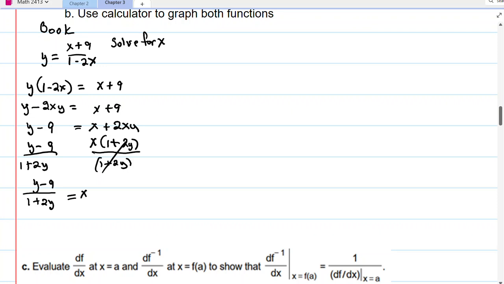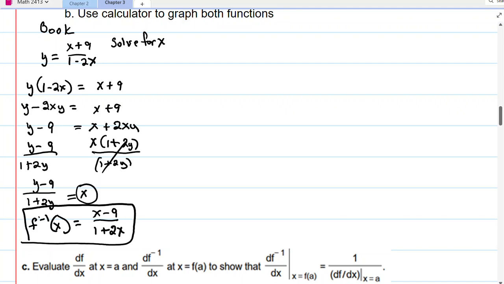Now we want the inverse, because this is for the inverse of the function in terms of the output being x. So we would rewrite this and exchange y for x. This is our inverse. And that's how the book did it.